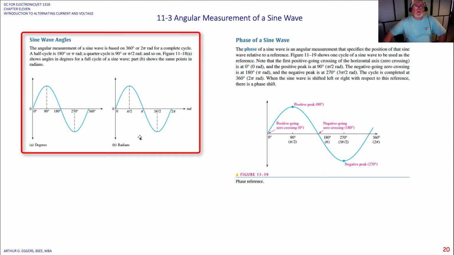So in looking at how we define these on the sine wave, sine wave angles are based on 360 or 2 pi radians for a complete cycle. If we go from 0 to 360, or 0 to 180 to 360, or 0 to pi to 2 pi, we've basically gone in a circle. So if you think back on that circle representation, a half cycle is 180 or pi radians, a quarter cycle is 90 or pi over 2, and so on.